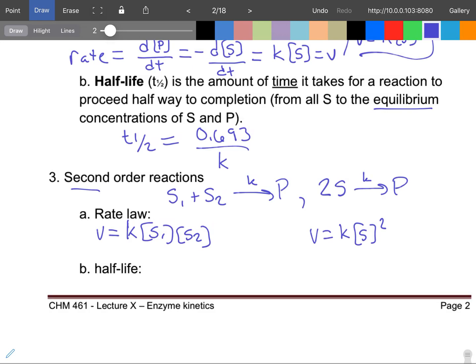And so the half-life for this, if we go through and there's a derivation, which we're not going to do, T1/2 for a second order reaction is 1 over K times the substrate concentration at the beginning, S0. And so now for a second order reaction, notice the half-life is actually dependent on substrate. So the more substrate you have, the higher concentration you have of that, then the faster that reaction is going to proceed to equilibrium. And the smaller the half-life will be.